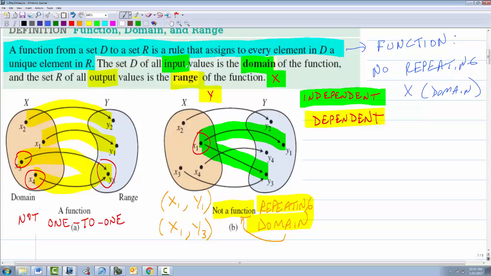Perfect functional situation is anyone that has a job that gets paid hourly. I work X amount of hours, I make Y amount of dollars, right? Dependent, independent. The range depends upon the domain. It depends upon how much money I make, depends upon how many hours I work. There's a perfect function relationship.